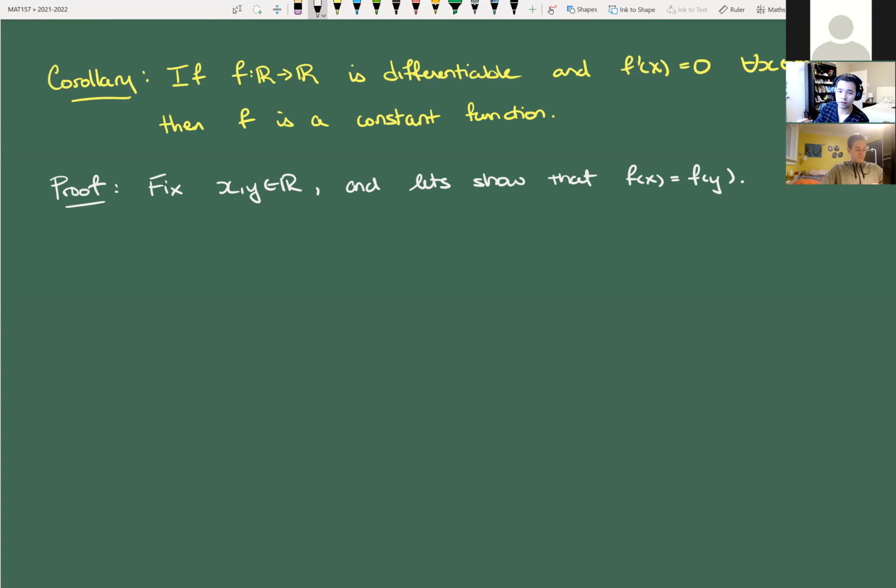In fact, if you want, what you could do is just show that everything has the same value as 0. In fact, why don't we do that? Let's say fix x in R, and let's show that f of 0 is equal to f of x, right? So what we're then saying is that for every x in R, it's equal to the value of the function at 0, and therefore the function is constant, right? So I'm going to assume x is greater than 0, but the proof is exactly the same for x less than 0.